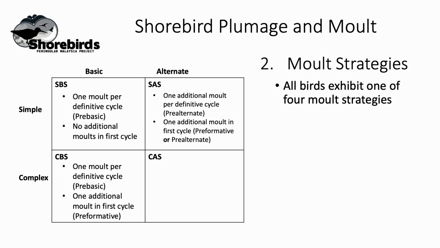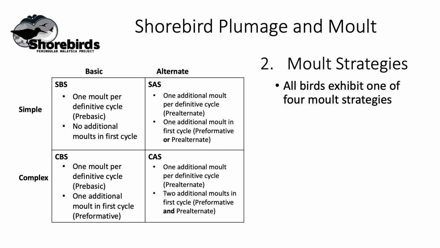So simple alternate strategy, one additional molt in the adult cycle and one additional molt in the first cycle. And then the complex alternate strategy, one additional molt in the definitive cycle, the adult cycle, which is pre-alternate, but then two additional molts in the first cycle. And so that would be pre-formative molt and pre-alternate molt.